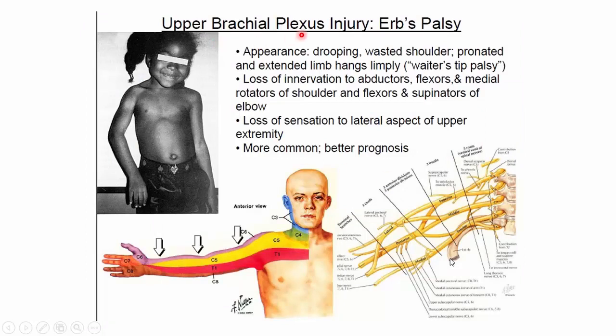Upper brachial plexus injury, as we mentioned: C5 and C6 are either pulled or torn. The condition is Erb's palsy. Appearance: drooping, wasted shoulder, pronated and extended limb, hanging limb, waiter's tip palsy. Loss of innervation, loss of sensation on the lateral aspect. More common and better prognosis, the most frequent and recovery is possible.